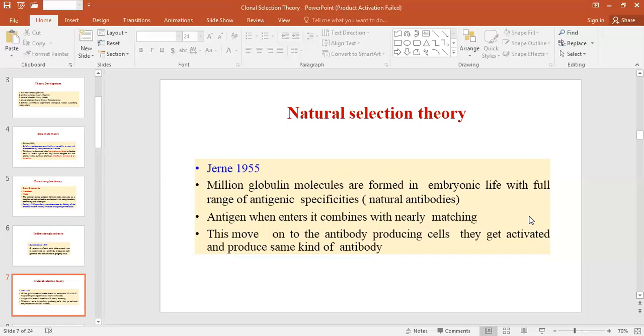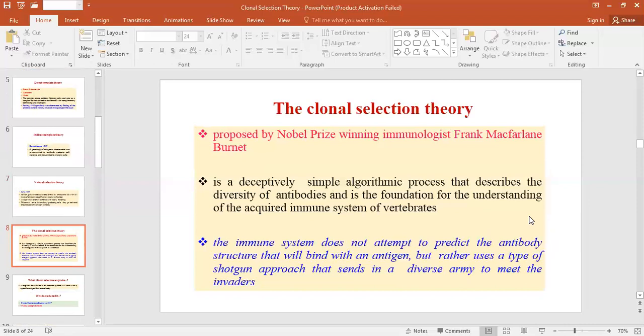Actually, he suggested that millions of globulin molecules are formed in embryonic life with a full range of antigenic specificities, and these are the natural antibodies that develop after the infection or after the invasion of the antigen. That is why he said that these are naturally produced antibodies, globulin molecules, and when the antigen enters, it combines with nearly matching globulin molecules, which are known as antibody. So the concept of antibody came, and the antibody-producing cells get activated and produce the same kind of antibody. It is a natural selection. But this theory was countered by Linus Pauling.